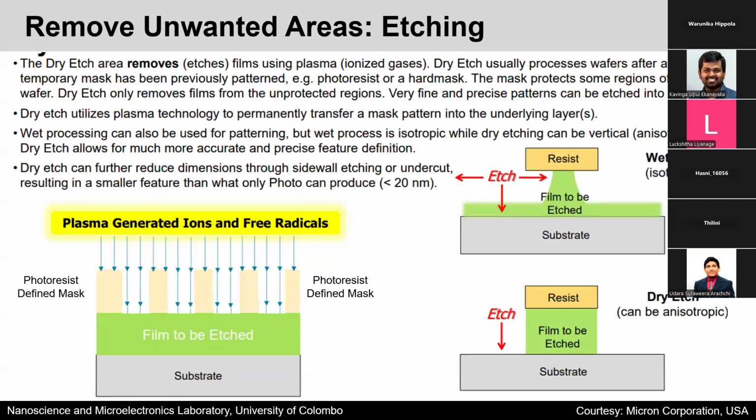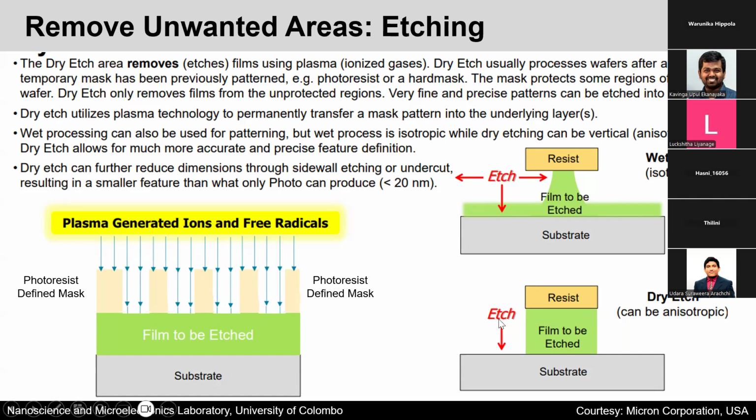Removing unwanted areas, or etching. So etching could be either wet etching or dry etching. Let's say you have covered a particular area with resist, and then if you put this into a chemical bath, right? Then it's going to go through some wet etch. So this film is now going to be etched using wet etch. So it's isotropic. It etches in all the directions.